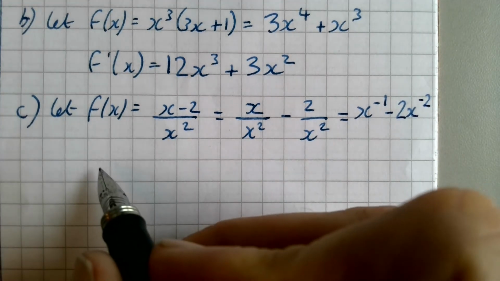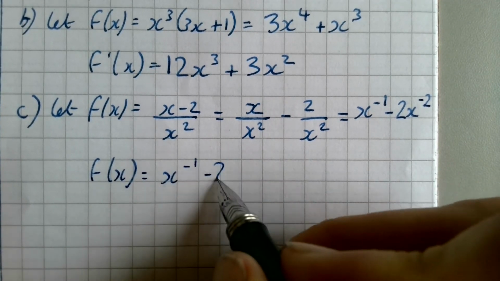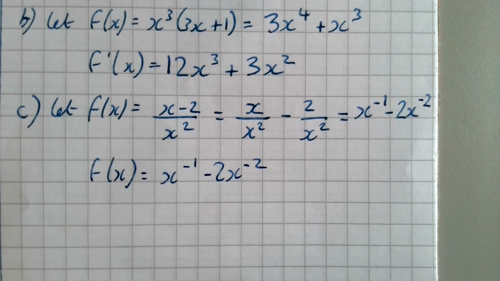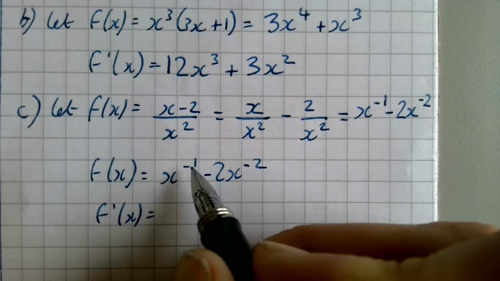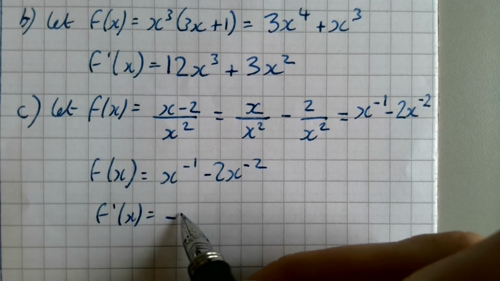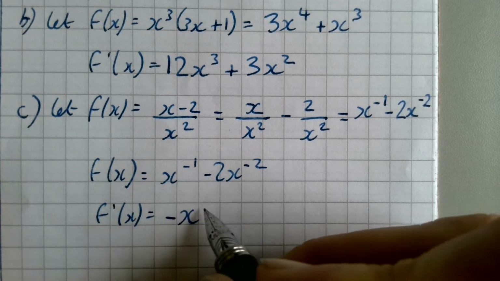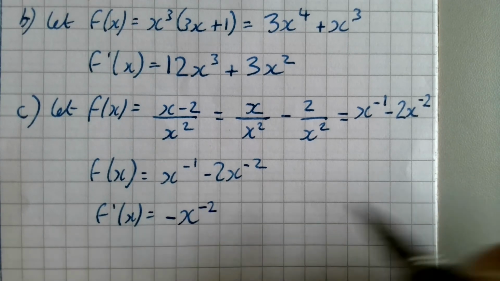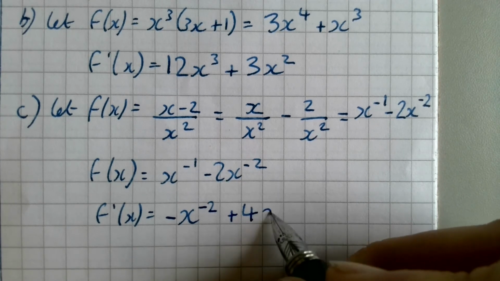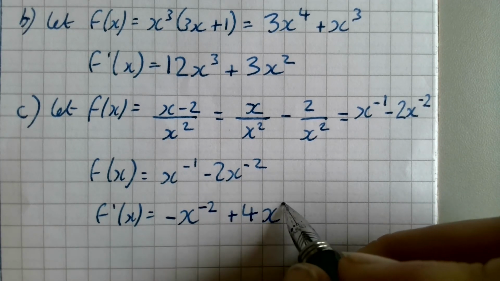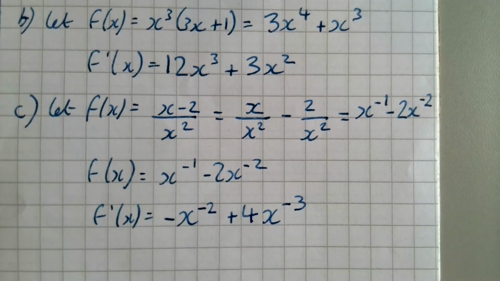So this is our function, so we don't get confused, I'm going to write that again. x to the -1 minus 2x to the -2. And therefore, when we differentiate, we're going to look at the power times by -1 will just give us minus x to the power of, the power goes down 1, so -1 take 1 will be -2. -2 times -2 is +4, so that'll give us 4x to the power of -3.